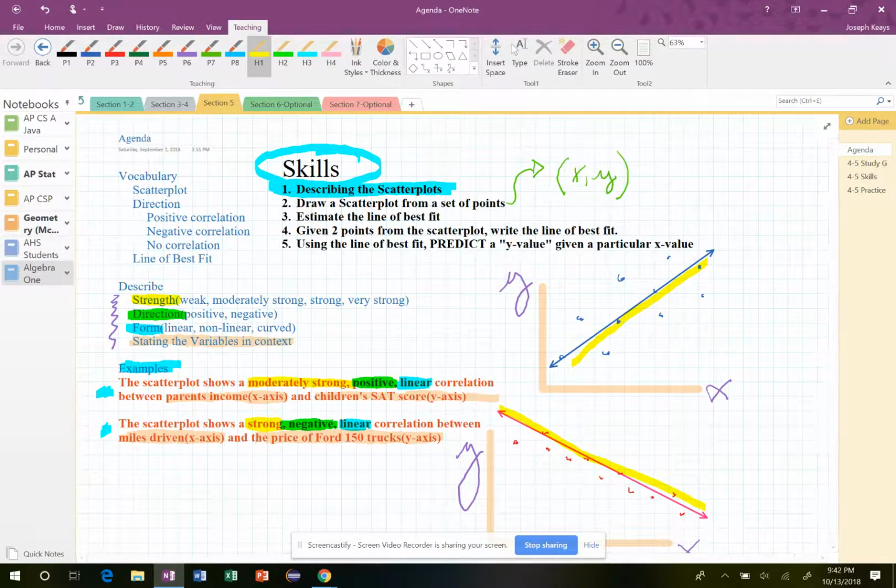Okay, class. Let's talk about the second skill we need to be able to do. This is actually one of the easiest of the five skills in this section dealing with scatter plots. We just have to draw the scatter plot from a set of points. Remember, points have two coordinates in here, an x coordinate and a y coordinate. And so if you're just good at plotting points, you're going to be really good at the second skill.